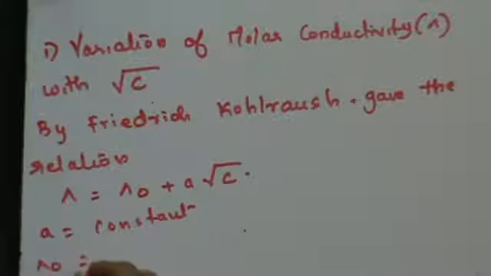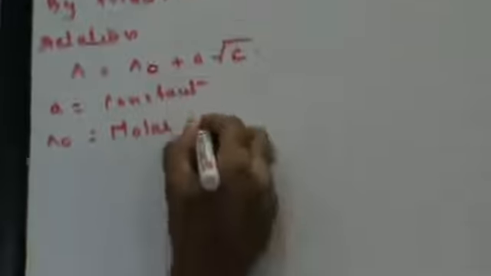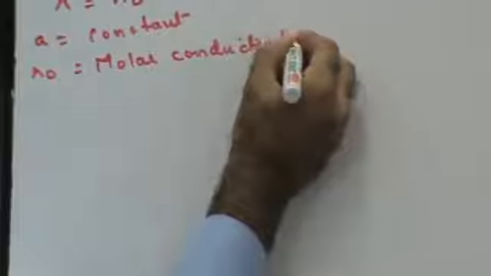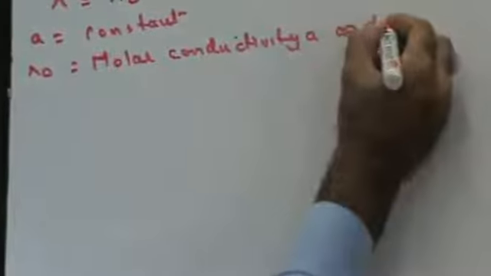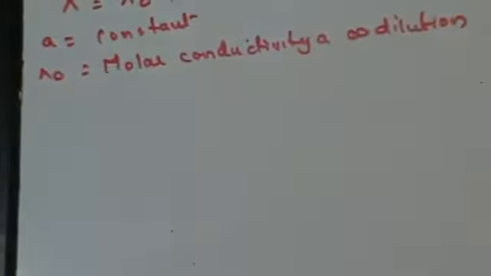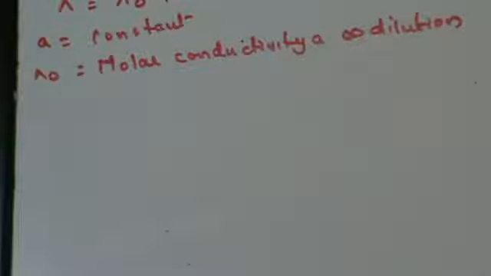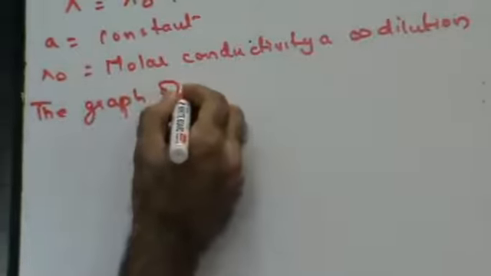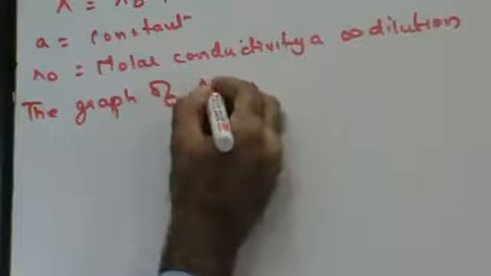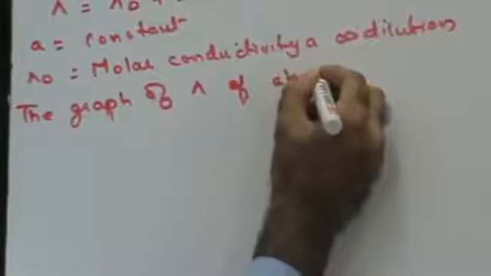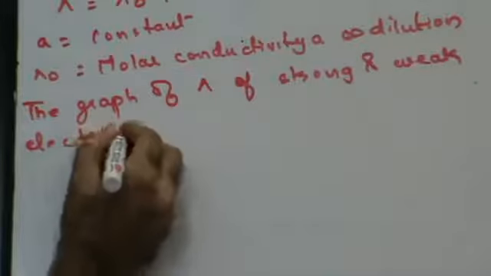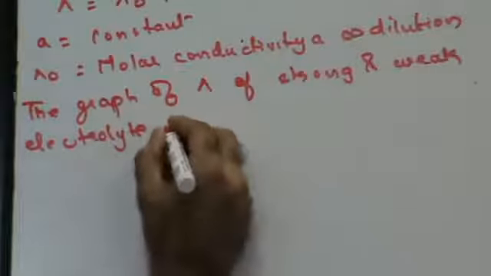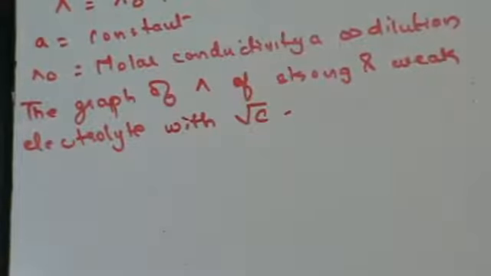This is the molar conductivity at infinite dilution or zero concentration. Either way would be the same. Now, if I were to draw the graph of molar conductivity of strong and weak electrolytes with square root of concentration, the graph would be something like this.